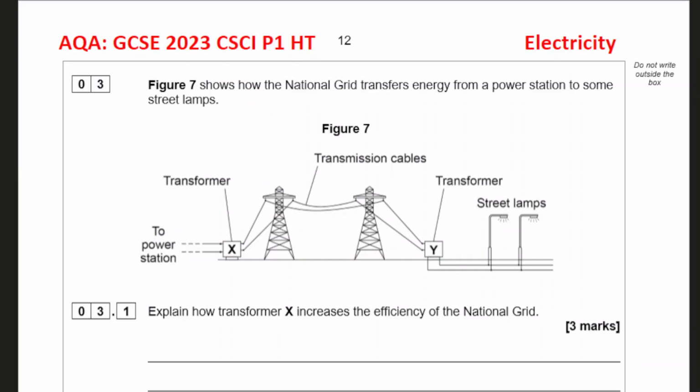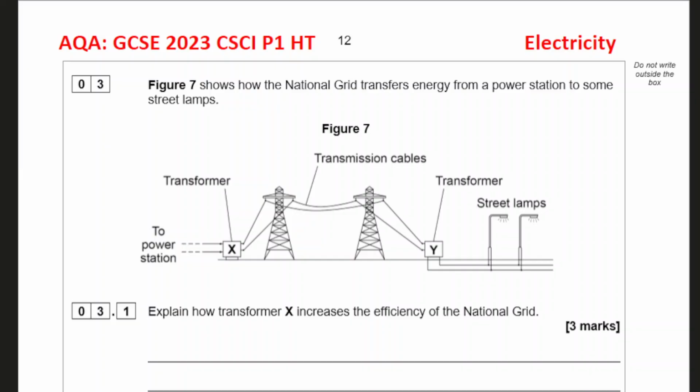Now, in order to increase the efficiency, you don't want to waste energy in the system. How is energy wasted in the national grid? Mainly as heat energy. Why is that? Because of resistance in the wire. So the idea is to increase efficiency, you want to reduce the heating effect, right? So what is the purpose of transformer X?